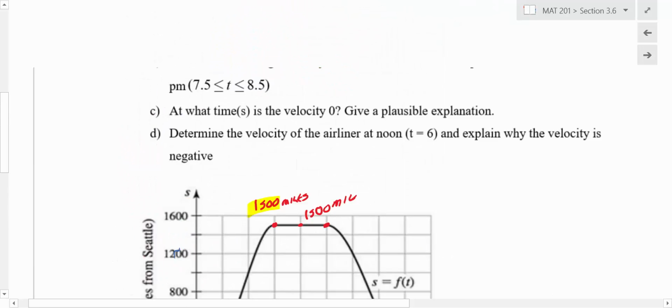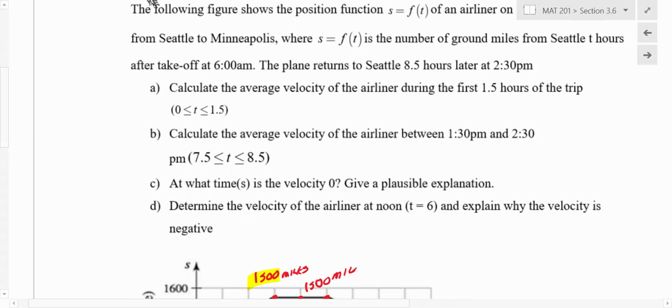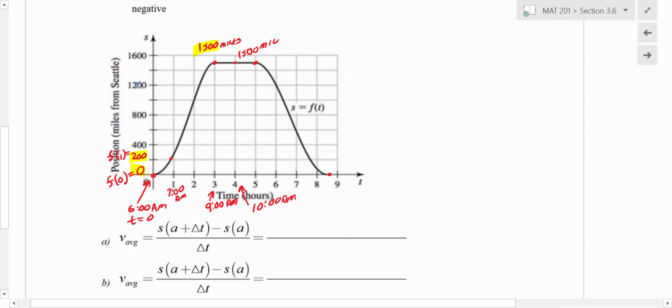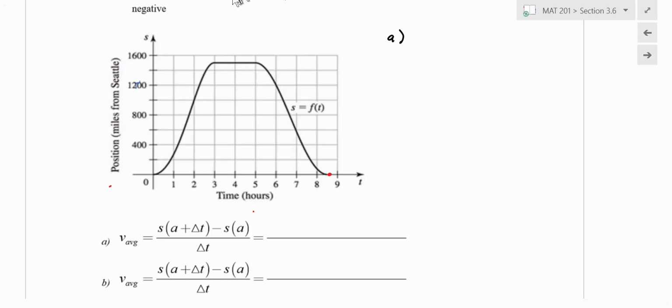The first question is we're going to calculate the average velocity during the first 1.5 hours of the trip, so from 0 to 1.5. Now this is something we've already learned how to do. We need to come up with our 2 points. I'm going to write down in part A what those 2 points are. Some of these things I'm going to erase, so I'm going to start over again. We're going to do the first 1.5 hours of the trip, so we're going to go from that point to this point right here.